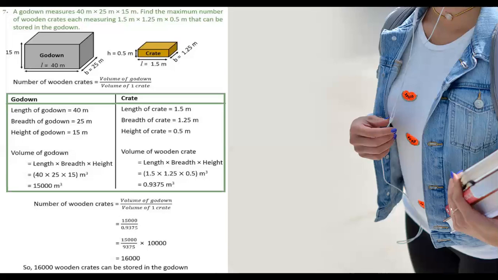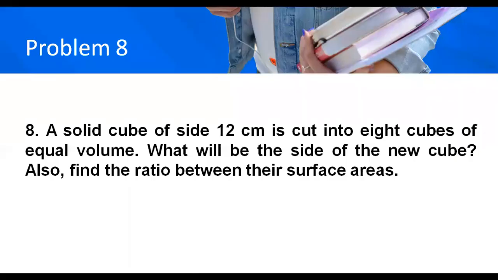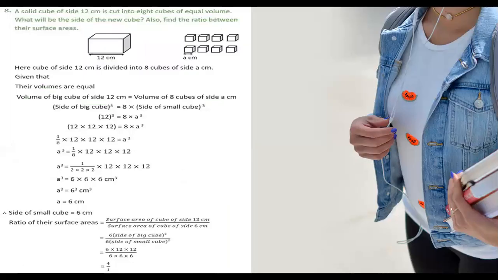Now coming to problem 8. A solid cube of side 12 centimeters is cut into 8 cubes of equal volume. What will be the side of the new cube, and we also need to find the ratio between their surface areas. So here we are given the cube with side 12 centimeters, and we cut that into 8 pieces in such a way that all the 8 pieces have equal volume.